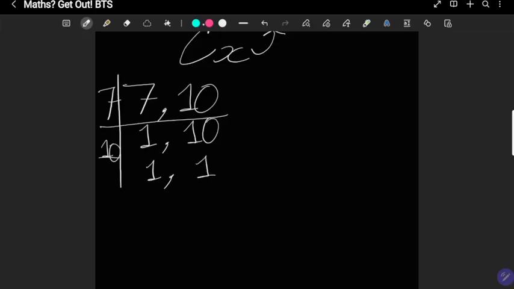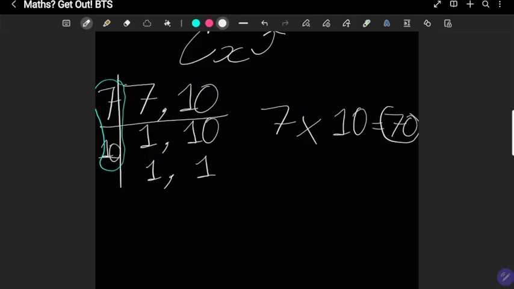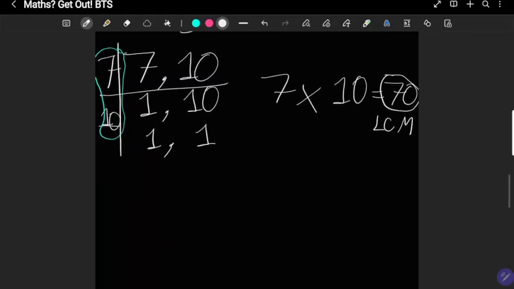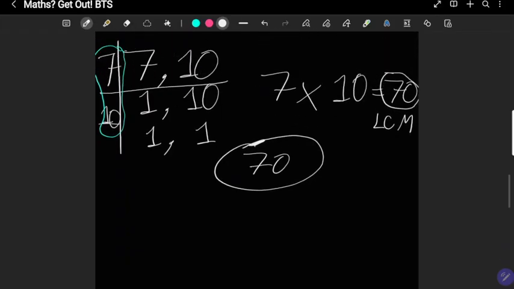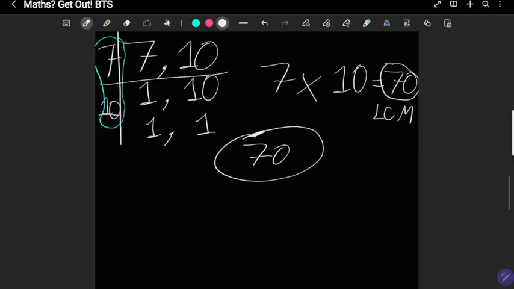So now to find the LCM, we are going to times these two numbers together. Yes, these two. So 7 times 10 is 70. That is our LCM. And this is true because you see 70 comes in 7's times table and 10's times table. So this is the perfect number. Okay? And there is no catch for this as far as I'm aware.